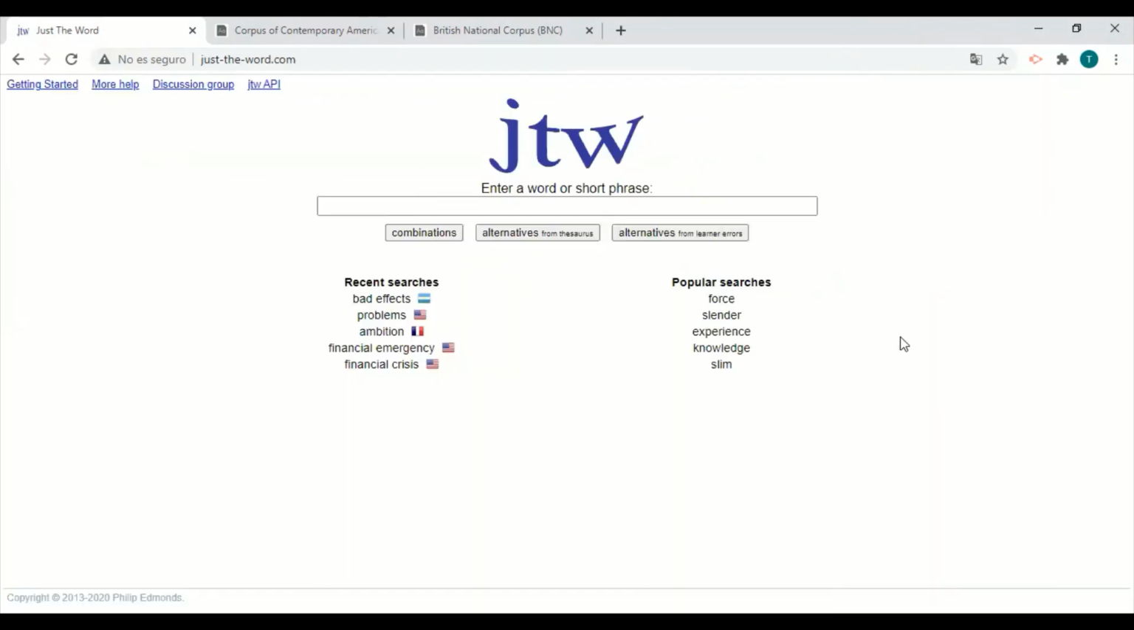Well, that's Just the Word. It's a good alternative to the COCA since it's a bit easier to use and it's very convenient when you're working on your phone. I hope that this was useful and that you can use Just the Word not only in process writing, but also in the other courses in our program.